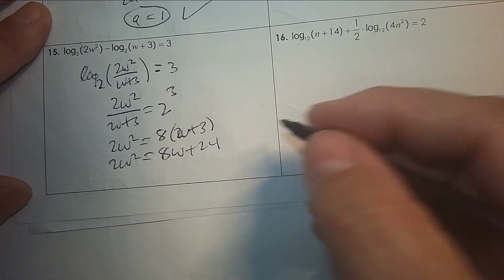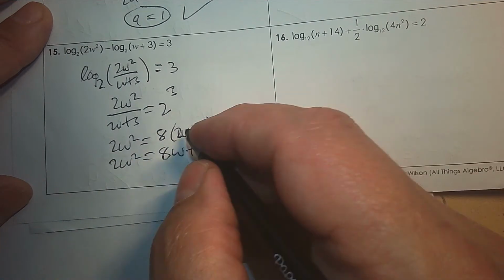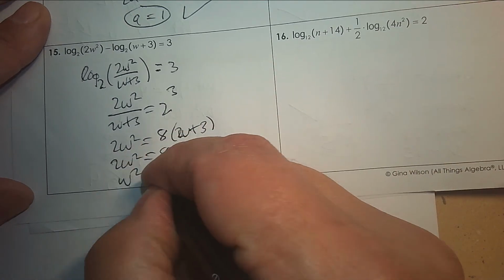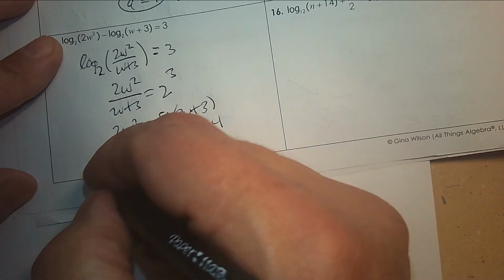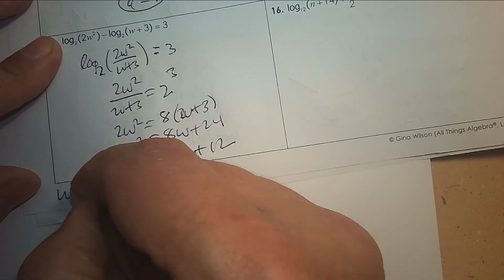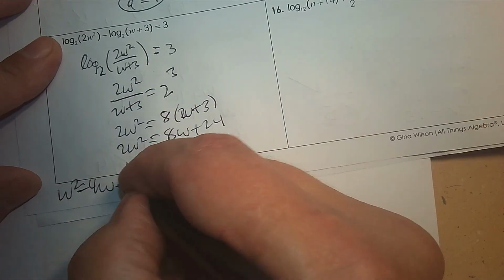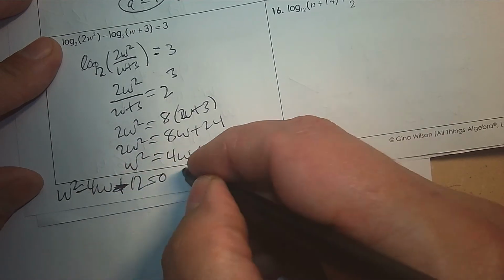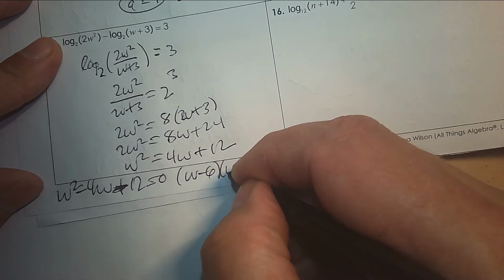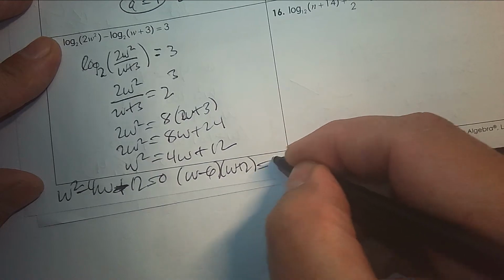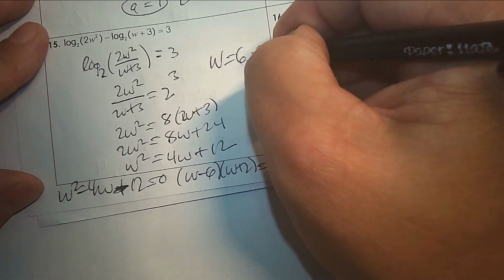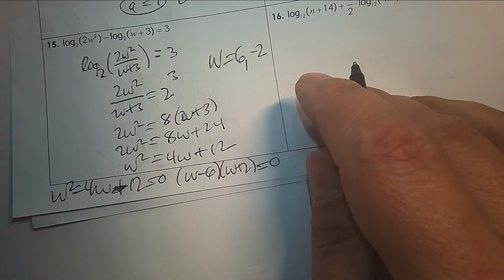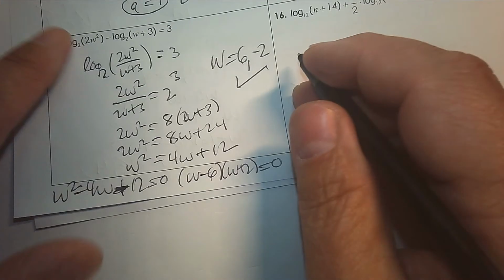It's a quadratic. I'm going to divide everything by 2 to make the numbers a little smaller. I'm going to make it equal to 0, so I'm going to subtract 4w and subtract 12. So that it'll be w subtract 6 and w plus 2. So the two answers I'm looking at are 6 and negative 2. And both of those work inside my logarithm.